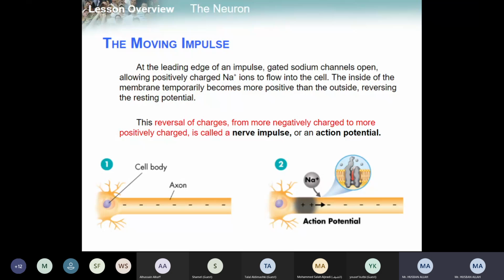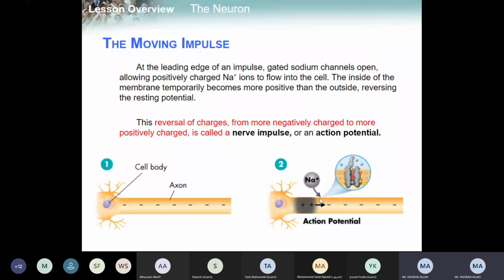It produces an action potential. The reversal of charges from negative to more positive is called action potential, right? What is action potential? Who can tell me what is action potential? Action potential is the reversal of charges from more negatively charged to more positively charged, also called nerve impulses.